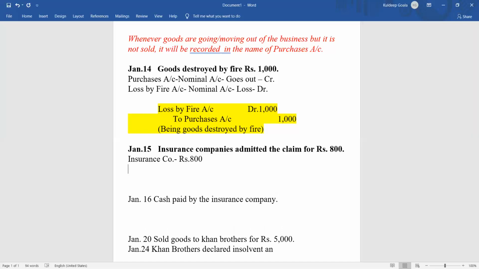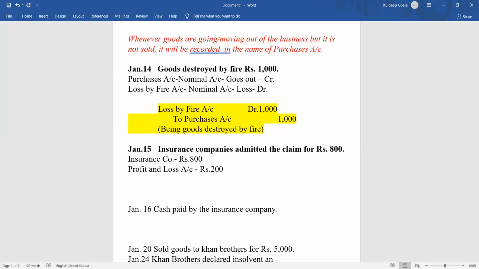That means what is your loss? 800 was your claim. Total loss was 1000. So loss by fire was 1000 and the insurance company gave you 800. So 200 rupees you are not going to get at all. What will happen with that? That will be closed by transferring to profit and loss account. All the nominal accounts or all the losses which are not recoverable will be closed by transferring to profit and loss account. So this account also will be closed by transferring to profit and loss account.